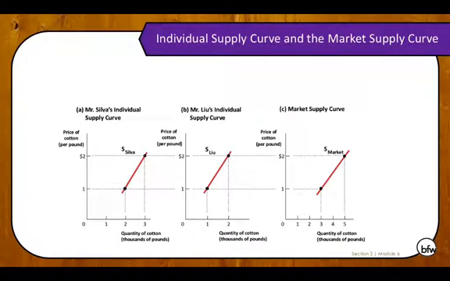And just like we had individual demand curves and a market demand curve, we have individual supply curves leading to the market supply curve. So each producer in the market has their own individual supply curves, represented here by panels A and B, Mr. Silva and Mr. Liu. And each one of them has a different willingness and ability to supply corn, or to supply cotton rather, and that amount of cotton at different prices. But to determine the amount of cotton that will be supplied in the market as a whole, you simply sum all of the individual supply curves of all of the individual producers in the market, and the sum total of all of that gives us the market supply curve.